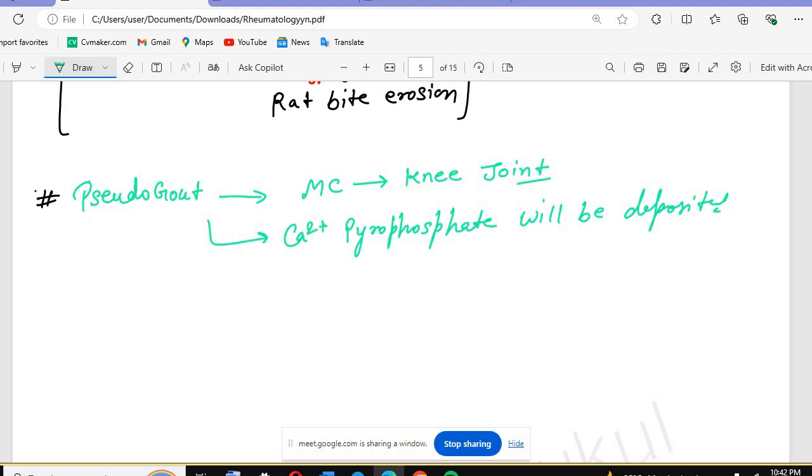So what will you see in gout? In gout, we see the deposition of monosodium urate crystals. While in pseudo gout, remember, calcium pyrophosphate is deposited, and that is very, very important to remember. Sometimes this is a very direct question that comes in your exam, so you have to remember it.